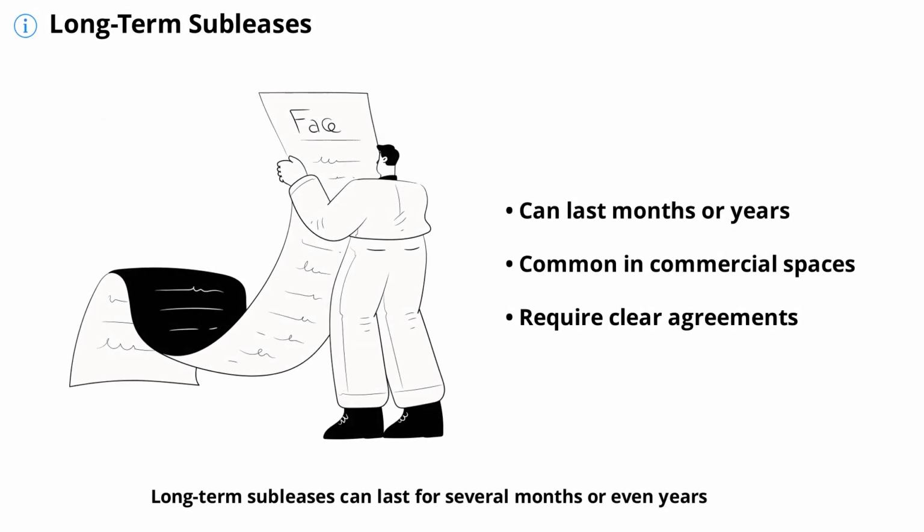Long-term subleases can last for several months or even years, depending on the original lease. These arrangements are more common in commercial real estate, but can also occur in residential settings. Long-term subleases require careful planning, clear agreements, and ongoing communication to ensure all parties are satisfied throughout the term.